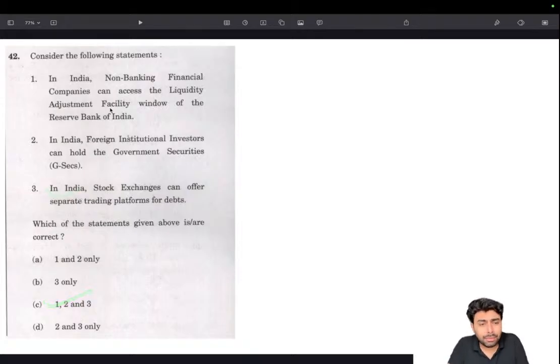Yeah, this was a confusing thing for me also, so I couldn't choose between them, because normally NBFCs are not under the LA facility, only the primary dealers are. Primary dealers are a specific kind of NBFC. So that was a slightly confusing statement. But now you should know that NBFCs can access the LA facility. The G-sec statement is obvious, and this is also very straightforward. So with 2 and 3 you could easily arrive at the answer. Even I was having a doubt between these two, and this was the answer officially given by UPSC. So C is the answer.